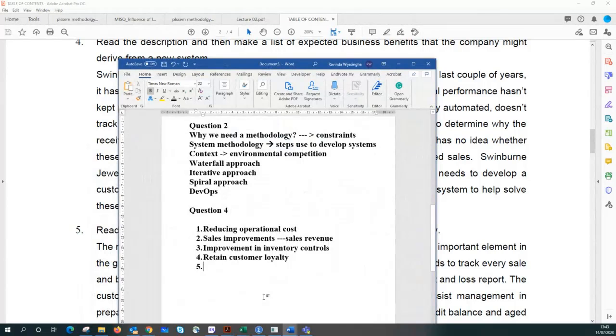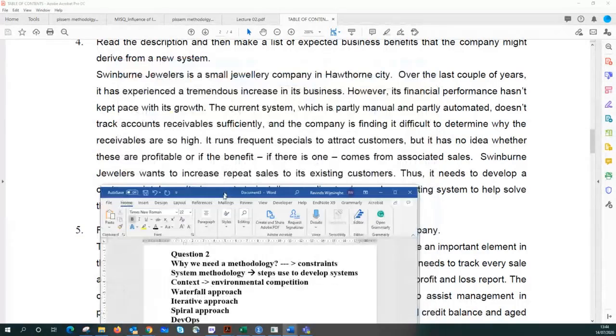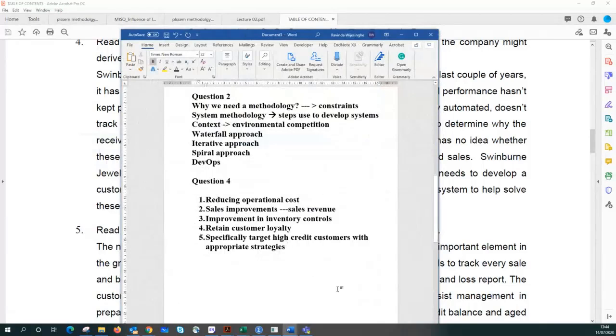So another benefit is we can specifically target high credit customers with appropriate strategies, right? I would say that's one of the main business benefits in this particular situation. So I think these are the five most important business benefits that the company can derive.